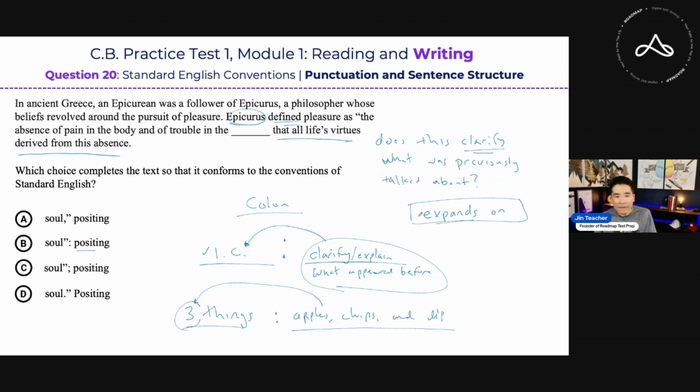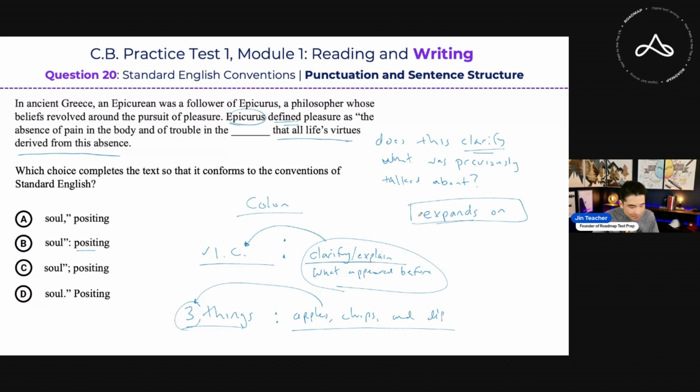If you clarify what was previously talked about, you're hitting back on what was previously mentioned. I bought three things at the store. What were those three things? I'm going to clarify: it was apples, chips, and dip. So that hits back on what was previously mentioned, and it clarifies it. But expanding on it is going to build on what was previously talked about, by continuing the discussion by providing new information.